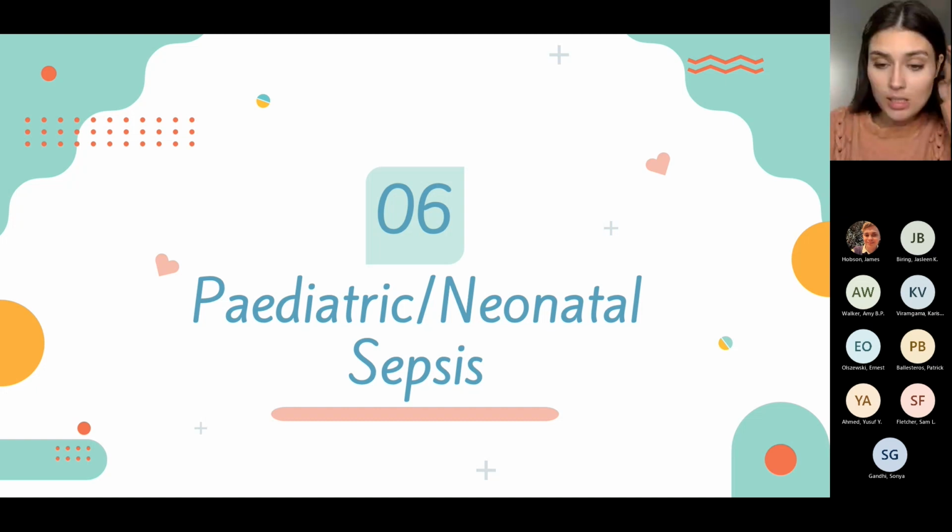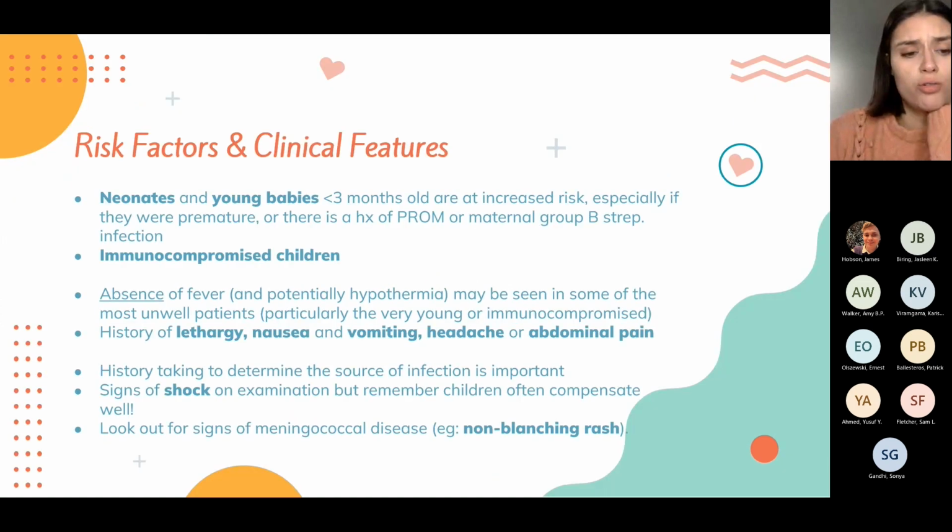Paediatric/neonatal sepsis. So obviously it's hammered into us, the normal sepsis algorithm and Sepsis 6 pathway. There's a few changes to note in children, and just a few different risk factors to be aware of. So neonates and really young babies, so under 3 months old, are at a particularly increased risk. Especially if they were premature at birth, and like we said earlier, if there was any history of a premature rupture of membranes, or if there's any maternal group B strep infection in the past.